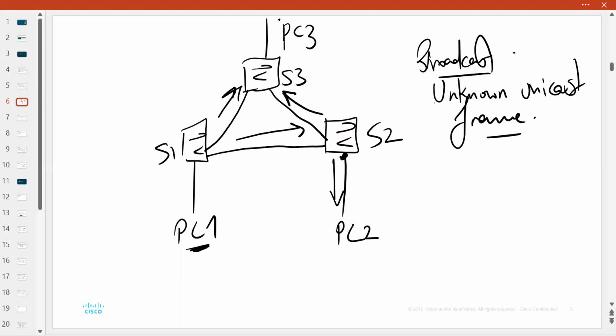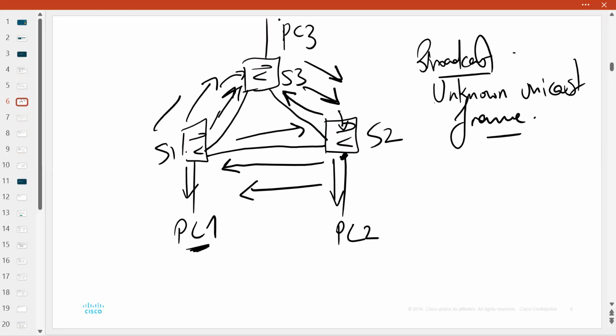Right? This broadcast reaches S3, and S3 broadcasts it. It broadcasts back to S2, and S2 broadcasts again, and S3 broadcasts again. There we have our loop. So you see, we have a case where many frames are going to keep broadcasting in our Ethernet network. And that is a problem. And that is what we call a loop.